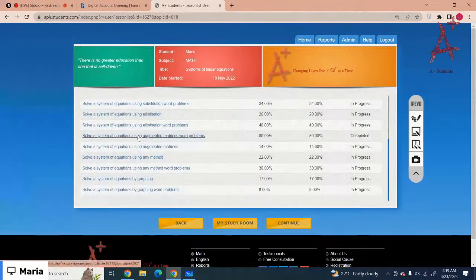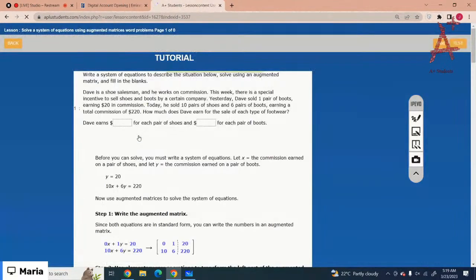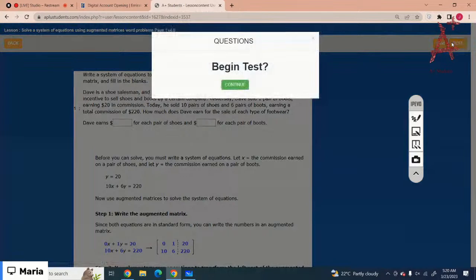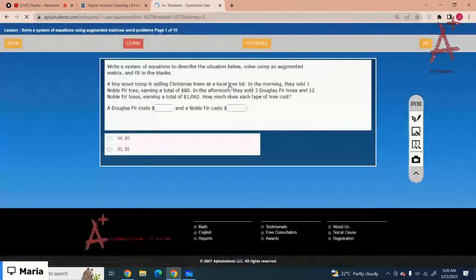So the next lesson we're going to start with is solving a system of equations using augmented matrices, word problems. Okay, let's just start with the example. You can have a look at the tutorial by yourself. I'm going to start with the example, with the test questions, so that we can do more practice questions. Got it? So let's just solve. Okay, let me read the question. We have to write down the equations and then we'll start.